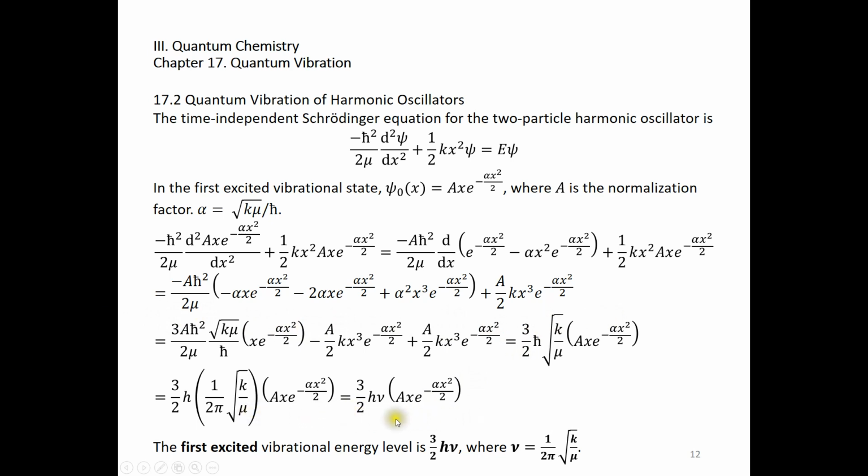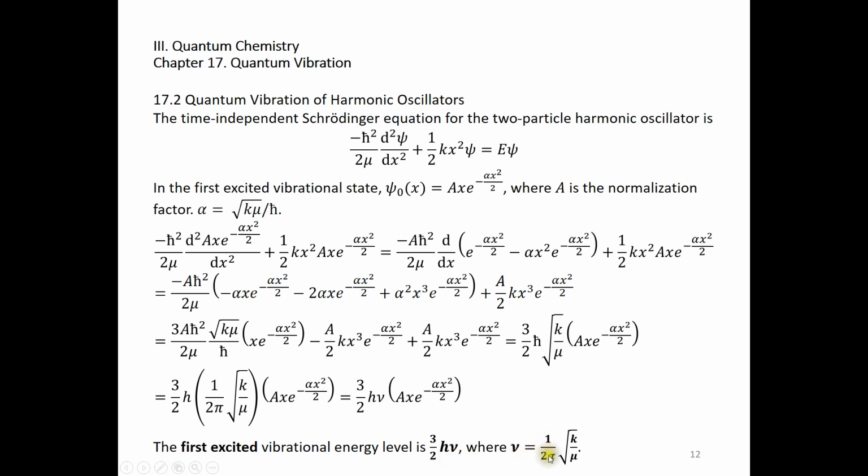In the end, it's going to be 1.5 h nu multiplied by the wave function. Sorry about this mathematical derivation. It's really tedious. Honestly, I often use Wolfram Alpha to do those kinds of derivations for myself. We get the eigenvalue, which is 1.5 h nu.